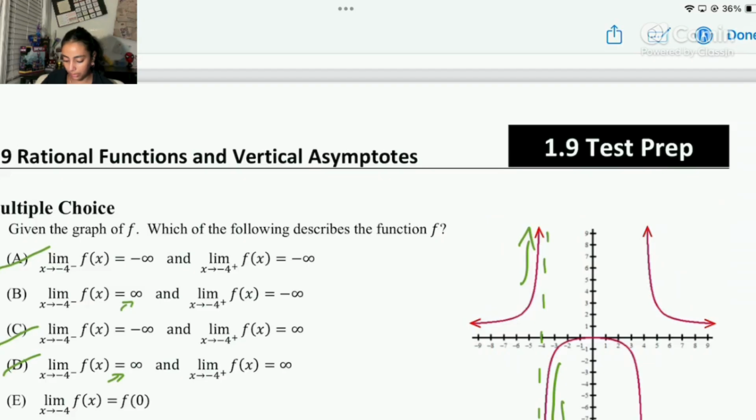Limit of f of x as x approaches -4 is equal to f of 0. Well, first off, the limit of f of x as x approaches -4 doesn't exist because we know that from the right and from the left they are not equal. So we know that E also is wrong. So we know the answer choice is B.